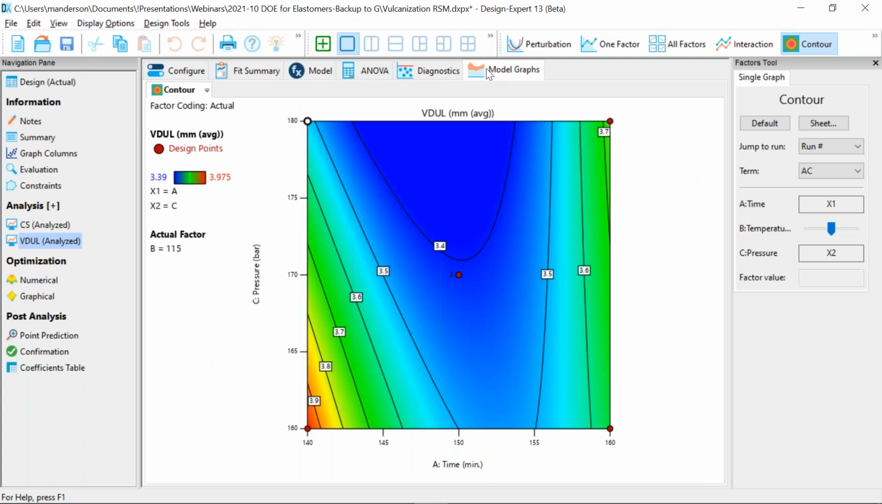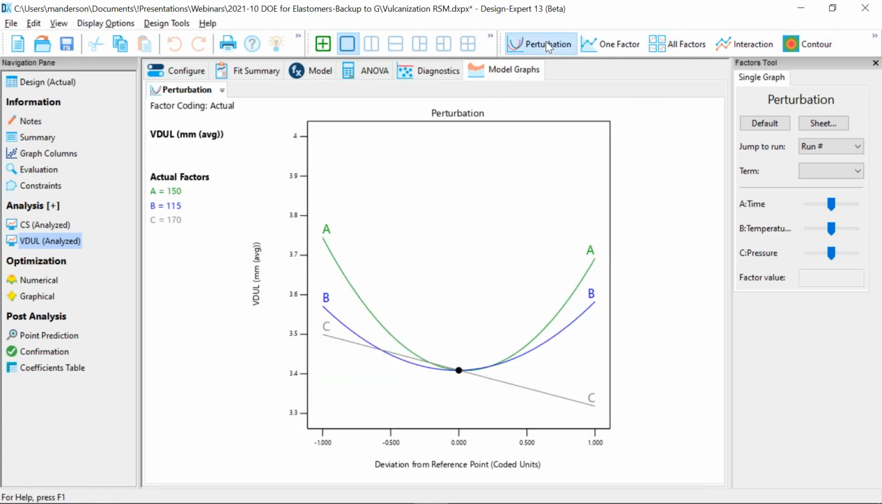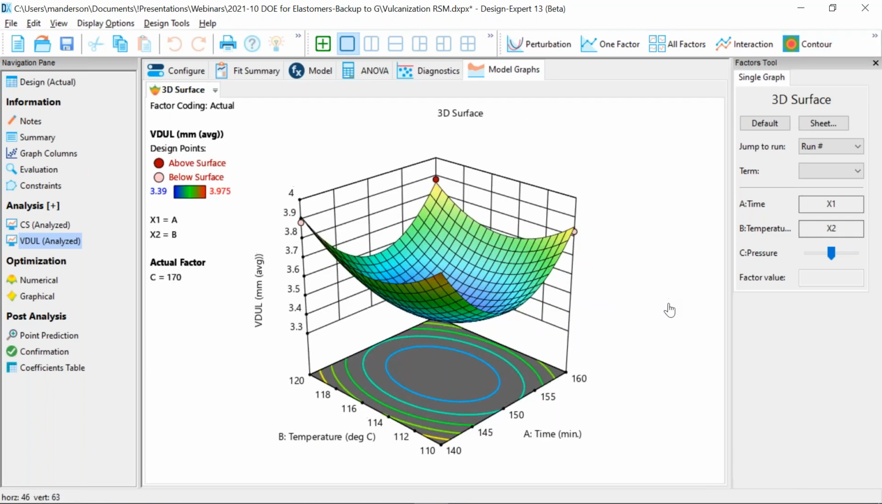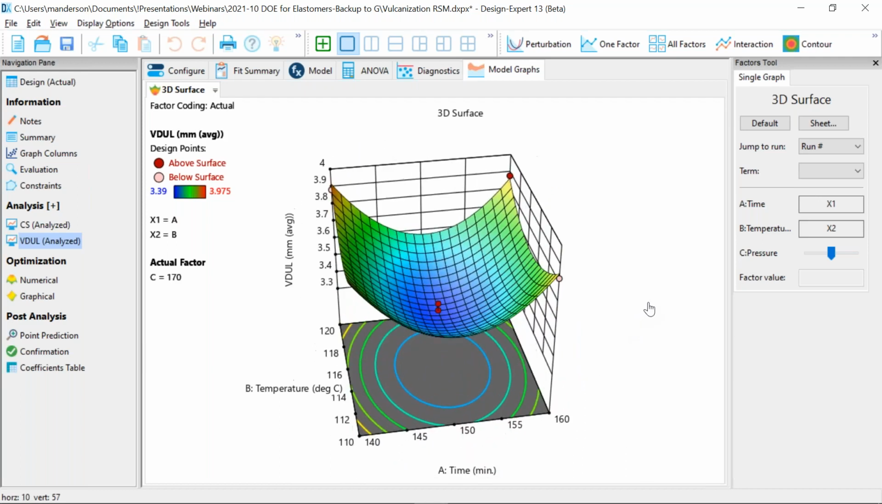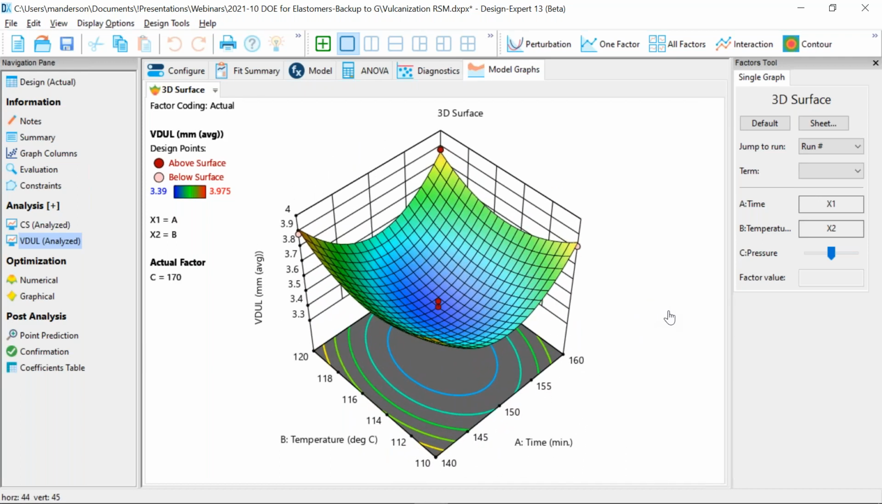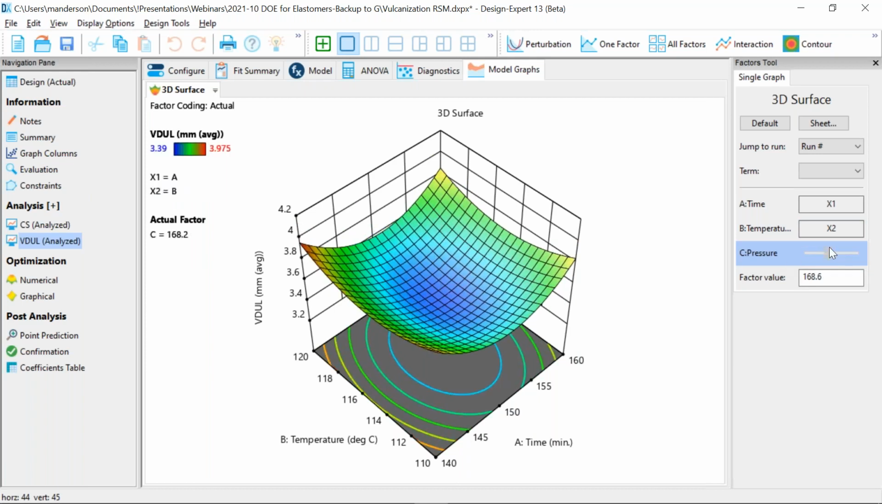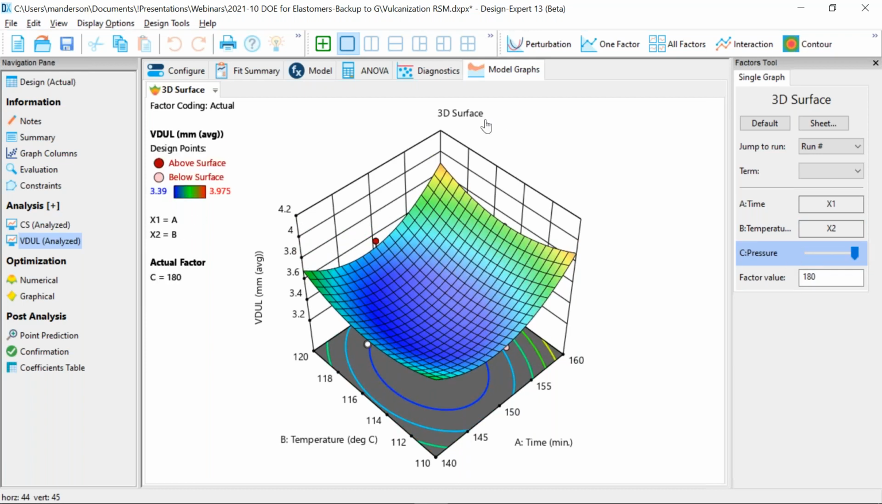And so here's a picture of the impacts. Let's see, under perturbation plot, I can see that C steadily decreases the VDUL as you increase it, and then there's some nonlinear impact of A and B that's creating this interesting little set of contours. And then here's the 3D surface of it. So you can see that there's certain combinations that reduce this VDUL of the time and temperature, and let's see what happens with the pressure. That one has a steady impact on it, going less pressure, higher VDUL, greater pressure, lower VDUL.